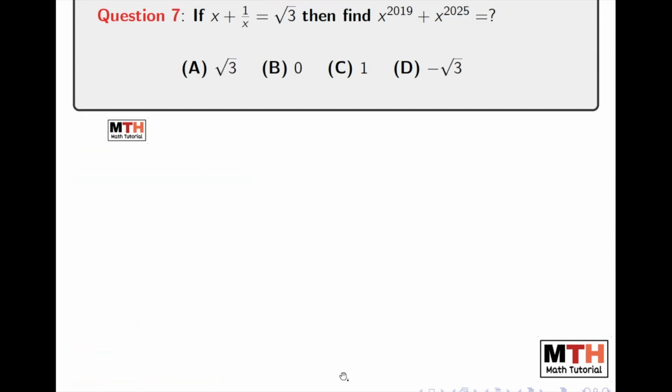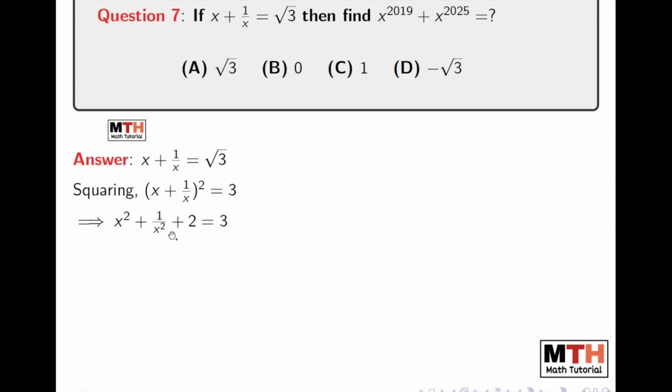Now question number 7. If x plus 1 by x equals root 3, then find x power 2019 plus x power 2025. The options are root 3, 0, 1, minus root 3. Answer. We are given that x plus 1 by x equals root 3. Now squaring, we get (x plus 1 by x) whole square equals 3. So that implies x square plus 1 by x square plus 2 equals 3. So the value of x square plus 1 by x square equals 3 minus 2, which is 1.